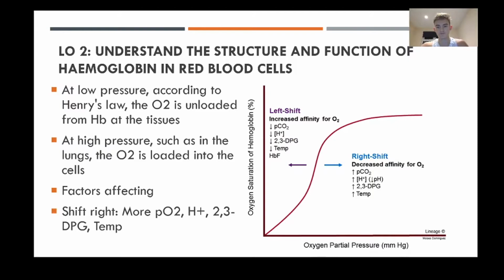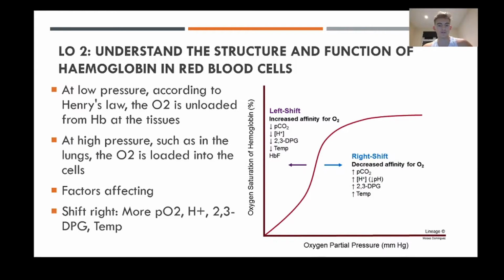If you basically remember this graph here, that's the pressure of oxygen at the bottom and the saturation of hemoglobin on the left. This is a sigmoidal shape, and we'll talk about why that is later. But if you learn why this graph moves left and right, it tells you what you need to know. At low pressure, according to Henry's law, the O2 is unloaded from hemoglobin at the tissues, and at high pressure, such as in the lungs, the O2 is loaded onto the cells.